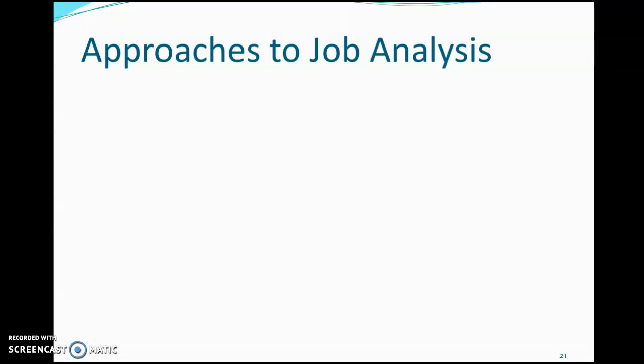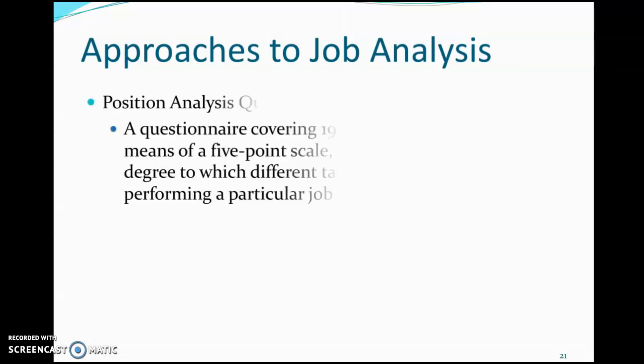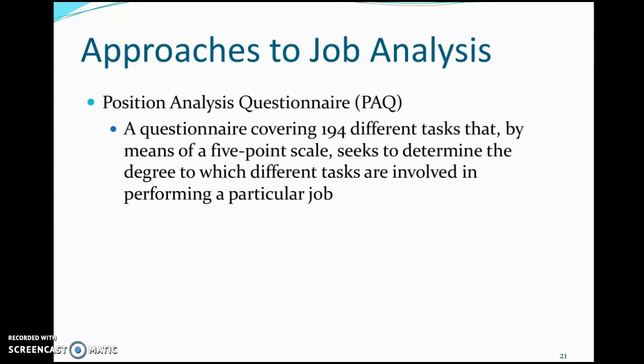Now, there are many different ways of actually doing the job analysis. We talked about the different ways you can collect information, but in terms of job analysis, there are 3 different ways we're going to look at. The first is PAQ, Position Analysis Questionnaire. A lot of this is done online now, but this is basically a questionnaire. So it sort of works as a framework to help us actually determine the degree to which different tasks are involved in a job. So it's a questionnaire that has 194 different tasks. Within each of those tasks, there's a 5-point scale, and that's helping us actually determine what tasks are involved in a particular job.